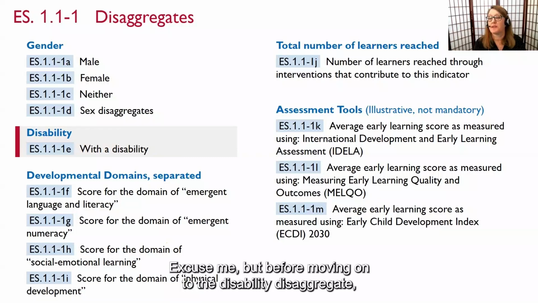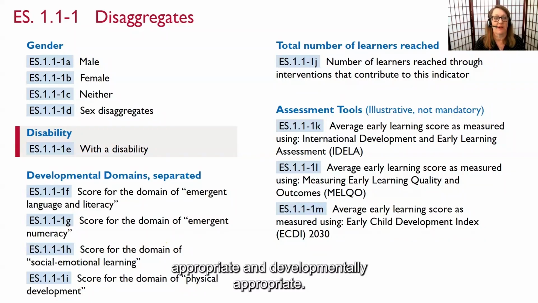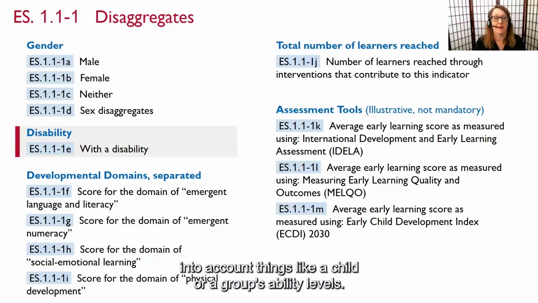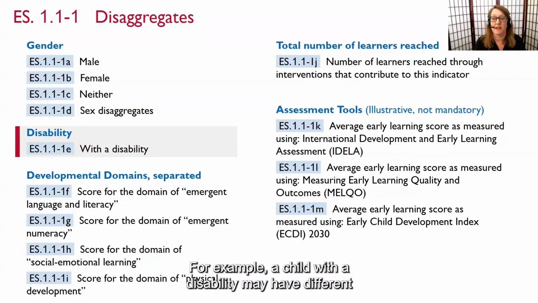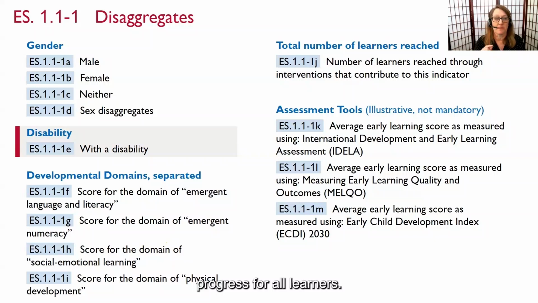But before moving on to the disability disaggregate, which I want to discuss in detail, I do want to flag an important distinction in terminology between age-appropriate and developmentally appropriate. So because we're talking about tools, they of course have to be reported by age level. But age-appropriate might not be taking into account things like a child or a group's ability levels. For example, a child with a disability may have different developmental skills than are age-appropriate. So it is still a challenge for us at this age group in making clear that distinction in our reporting, and we do look forward to hearing from people who are using this indicator, how they are able to measure and report progress for all learners.